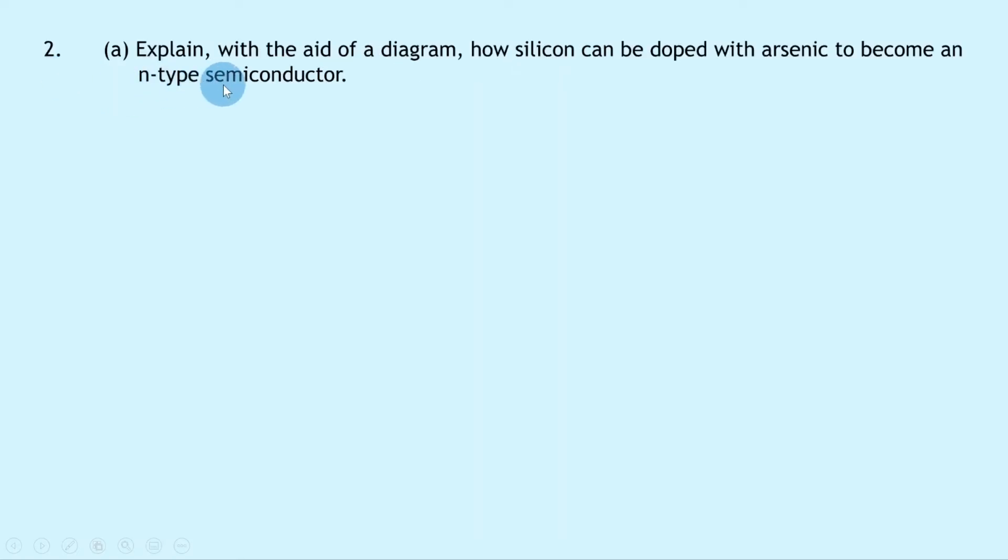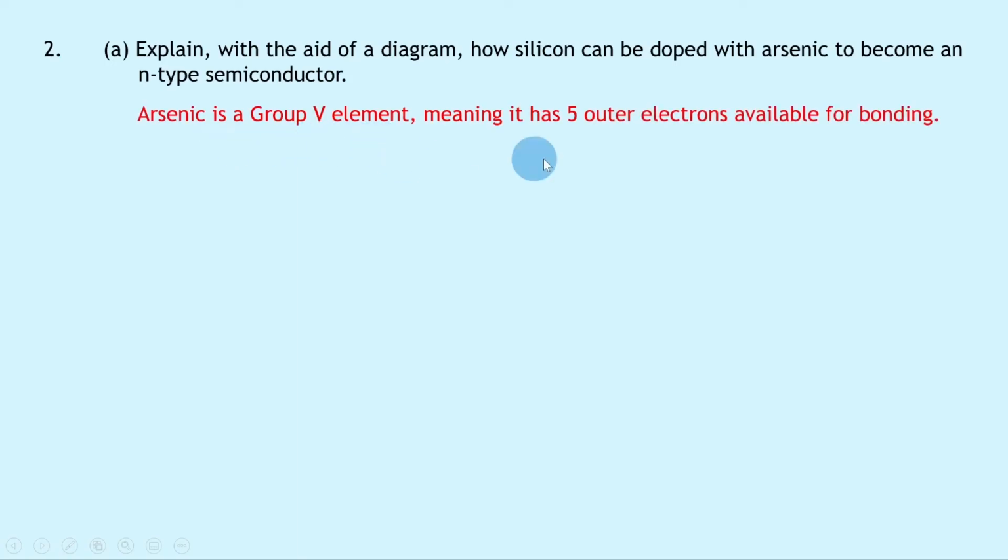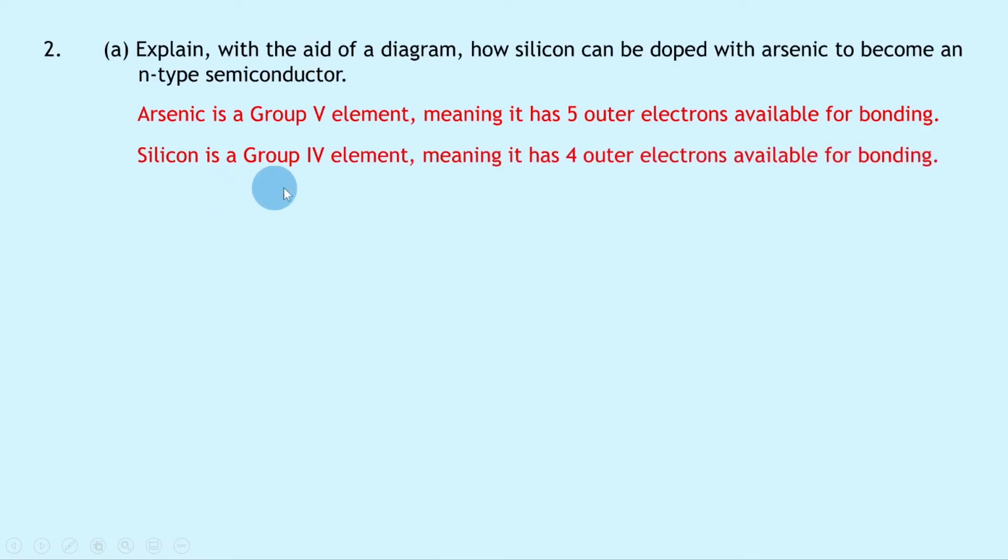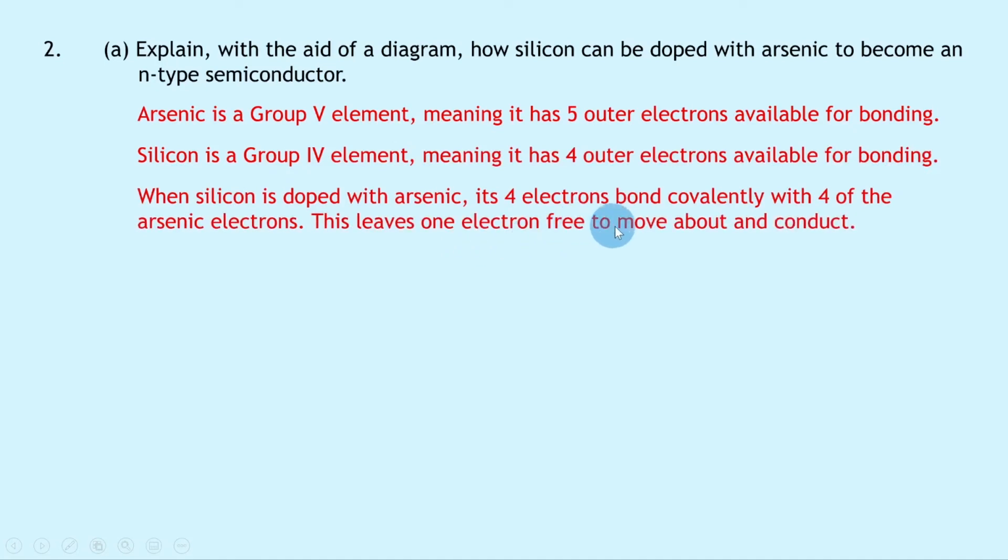Question 2a says to explain with the aid of a diagram how silicon can be doped with arsenic to become an N-type semiconductor. Well, firstly, remember that arsenic is a group 5 element, meaning it has 5 outer electrons available for bonding. Silicon, on the other hand, is a group 4 element, meaning it has 4 outer electrons available for bonding. When silicon is doped with arsenic, its 4 outer electrons bond covalently with 4 of the arsenic electrons. This leaves 1 electron free to move about and conduct.